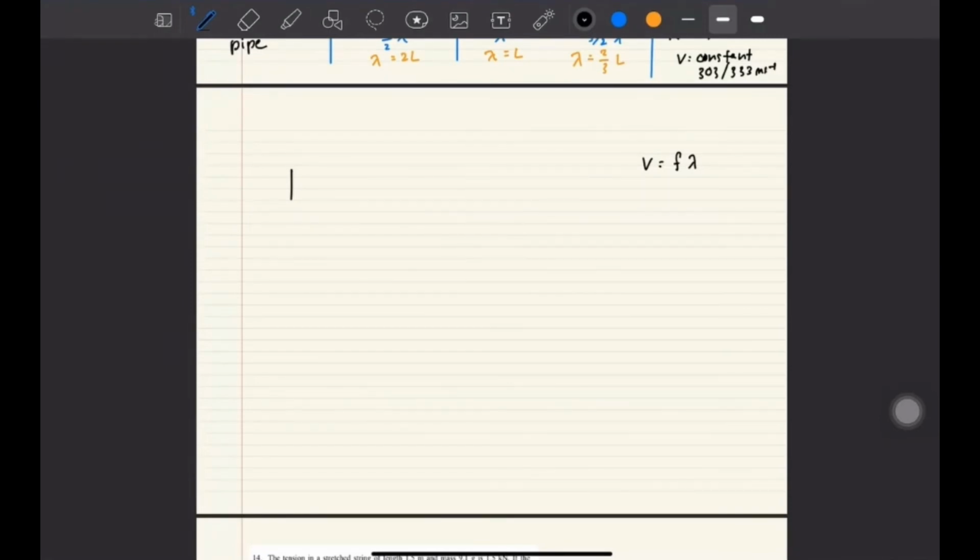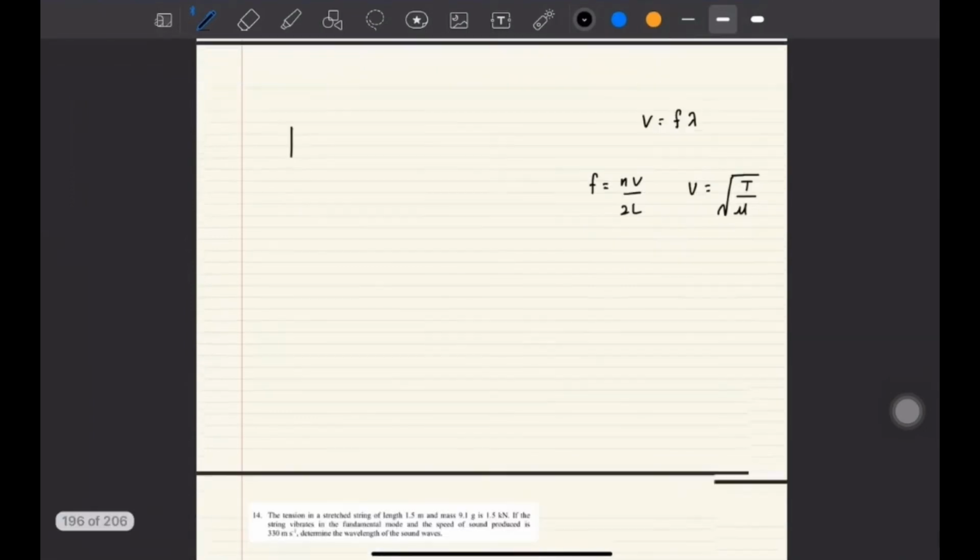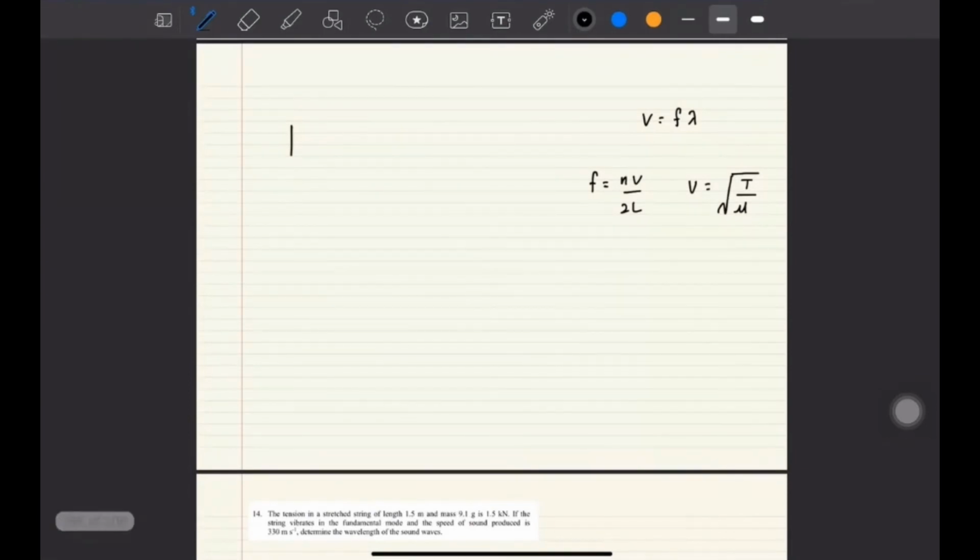Lepas tu kamu ada F equals to NV over 2L, and then you do have another formula which is V equals to square root of T over mu. At the same time you also have mu, which is equivalent to M over L. Dulu dia tak kasih formula ni, so student biar cari mu tu dia terkejut. And then you also have over 4.